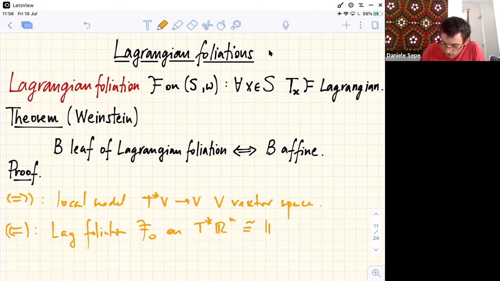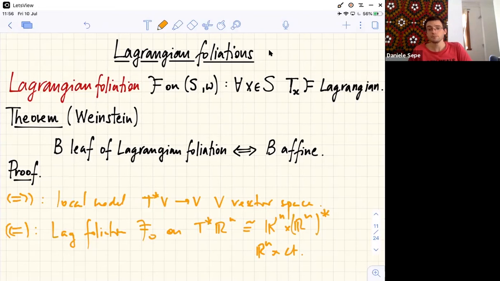And that is, I take Rn times a constant, okay? Where the first Rn is the base and the second Rn are the fibers. Let me make this clear. So this is a Lagrangian foliation, and in particular, the zero section is a leaf.